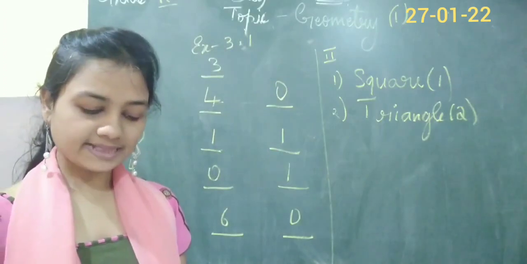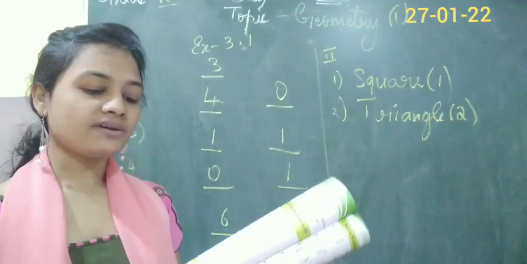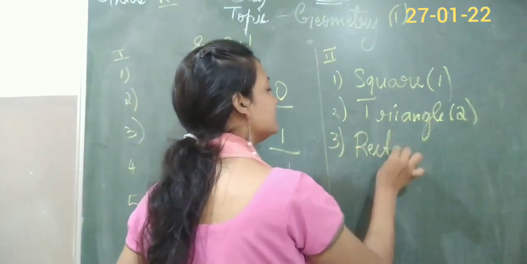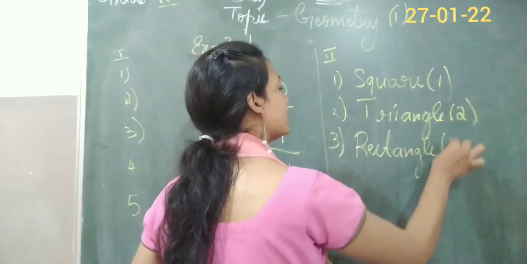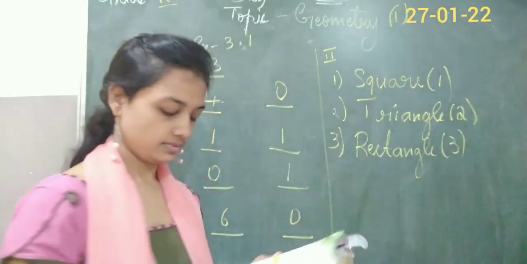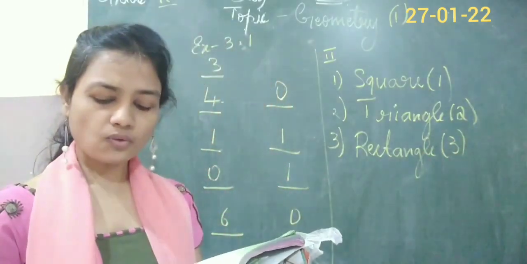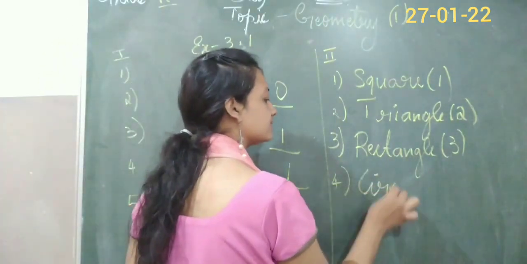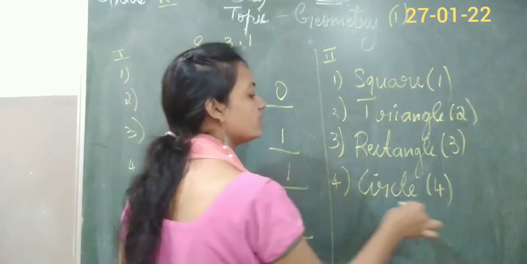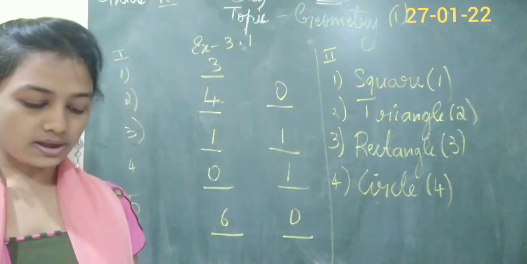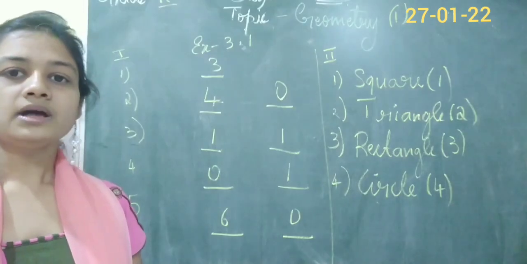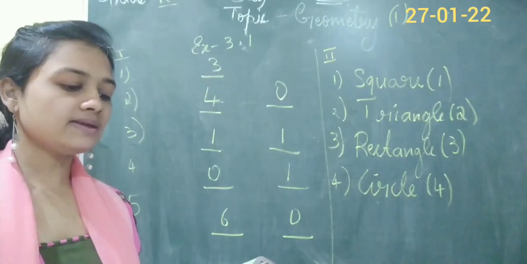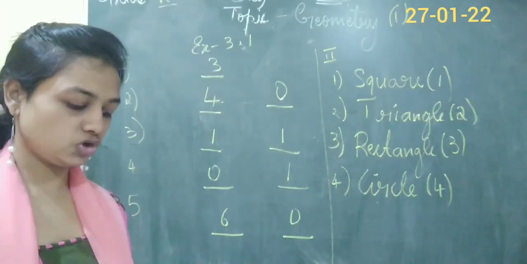Only the opposite sides are equal. It is a rectangle. When you see a rectangle, write 3. It is made up of only curved lines. It is a circle. Write 4 where you see a circle. So you are clear with the first and second one. Now we will go for the third one. Name the following figures and give one example for each.